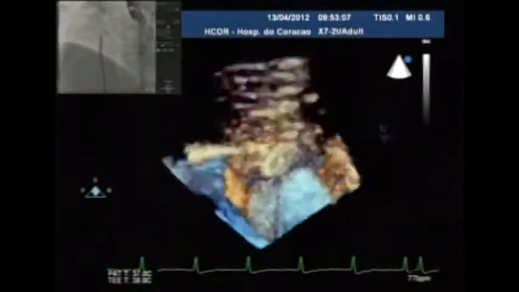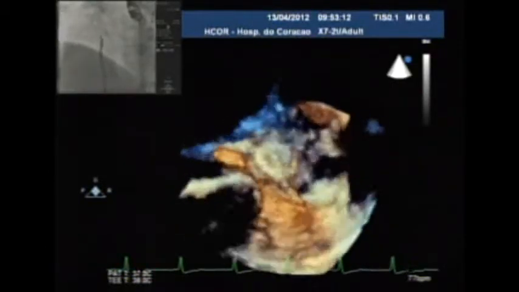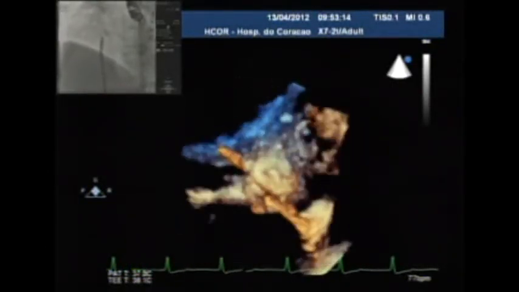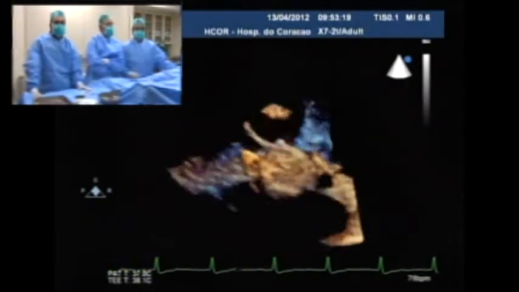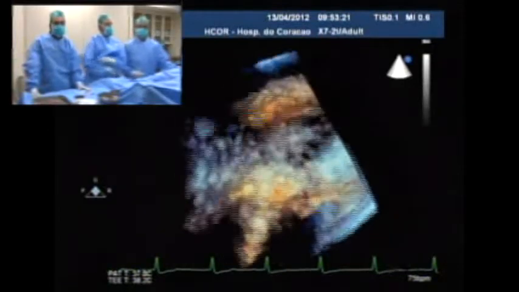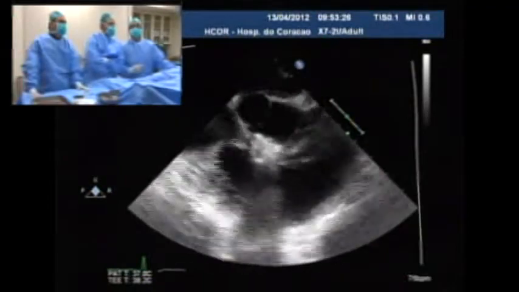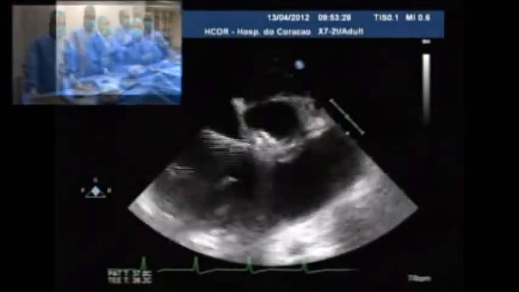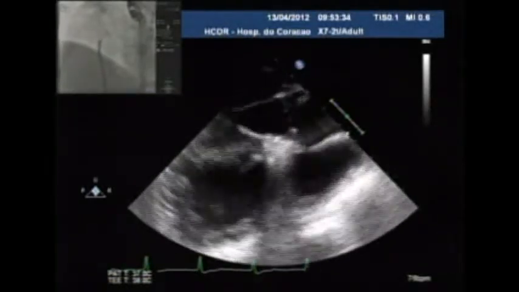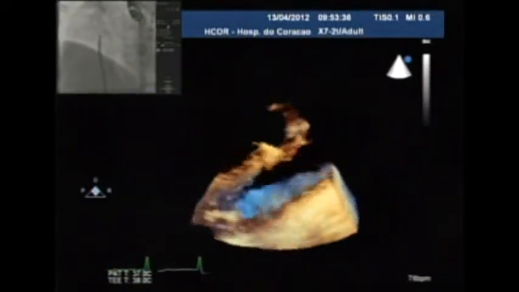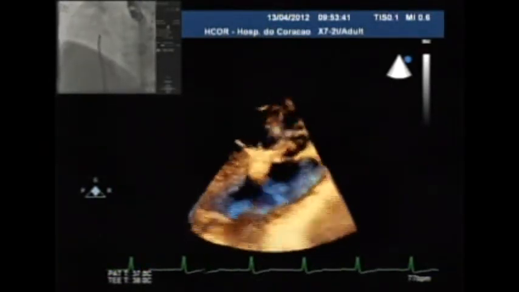Another point on this device is that the waist is longer, 3 millimeters. The old device is only 0.5 millimeter. By elongating the waist, as studied by the engineers in China, they think the device exerts less pressure on the crest of the VSD, and therefore minimizes the risk of AV block. So I think so far so good.